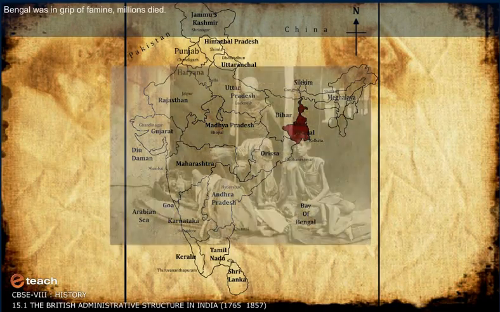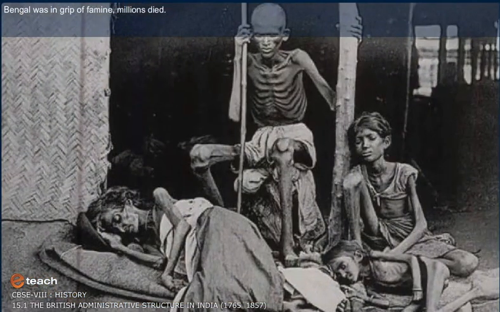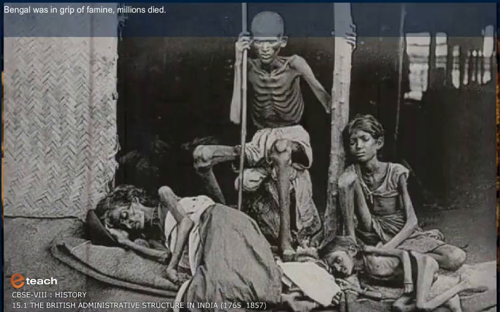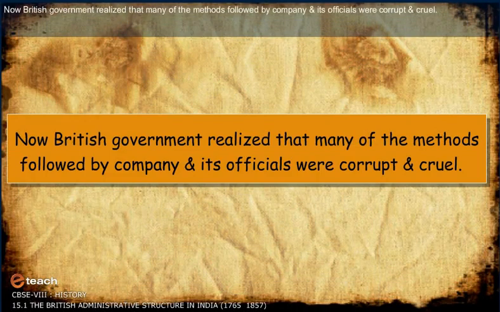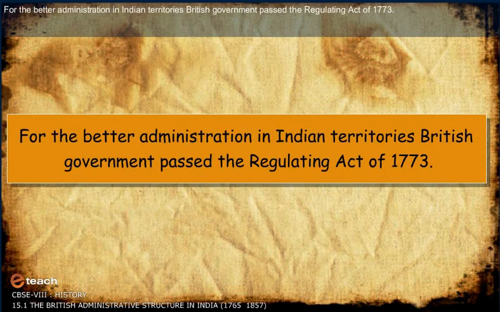Bengal was in the grip of famine. Millions died. Now, the British government realized that many of the methods followed by the Company and its officials were corrupt and cruel. For better administration in Indian territories, the British government passed the Regulating Act of 1773.